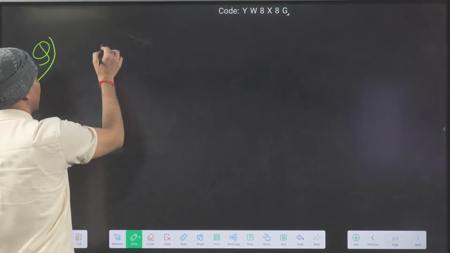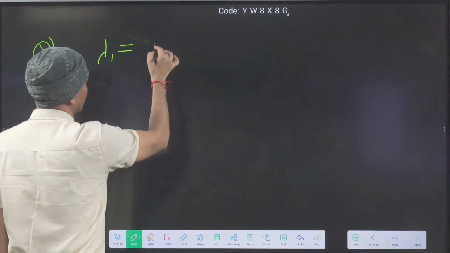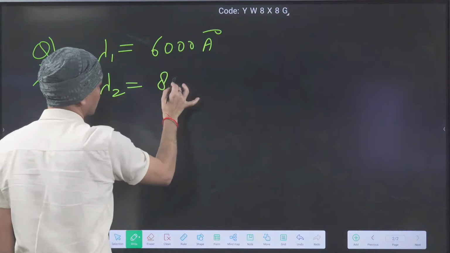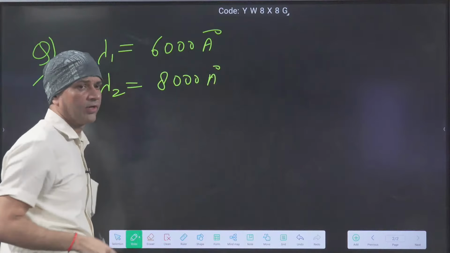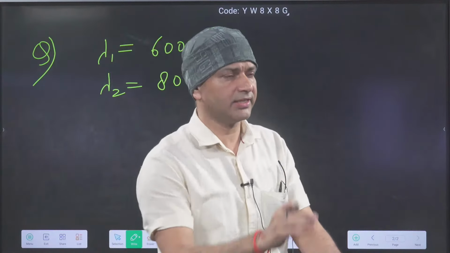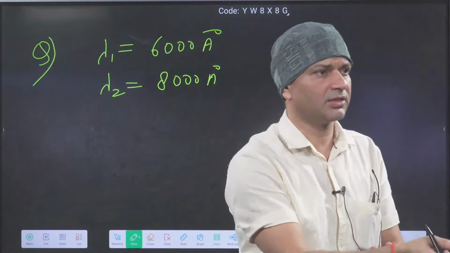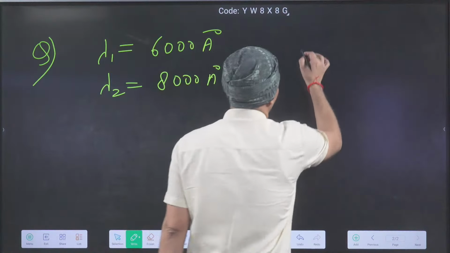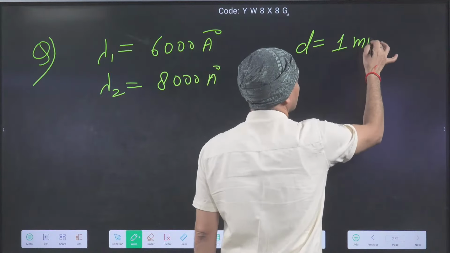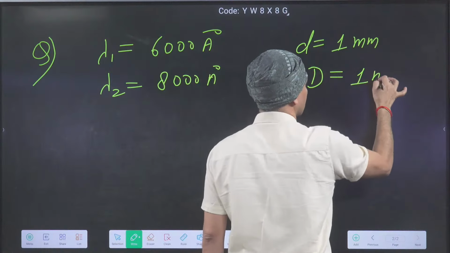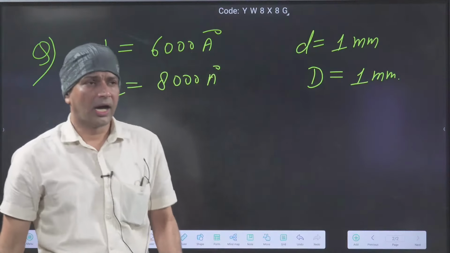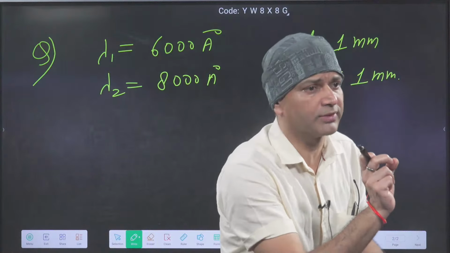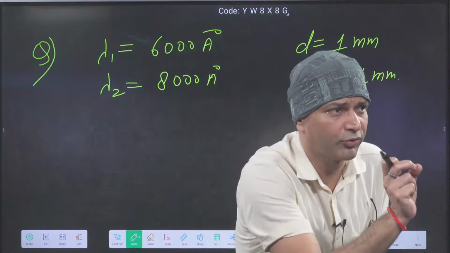Suppose I am using two wavelengths, lambda 1 is equal to 6000 angstrom and lambda 2 is equal to 8000 angstrom, one by one, in the YDSE. First I am using 6000 angstrom, then 8000 angstrom. The distance between the slits I have given, d is equal to 1 millimeter, and capital D, suppose, 1 meter. I am asking to find the minimum distance of the point from the central maxima.